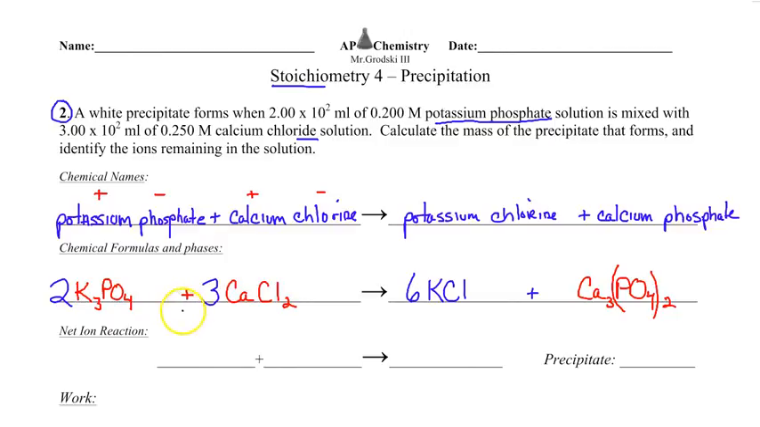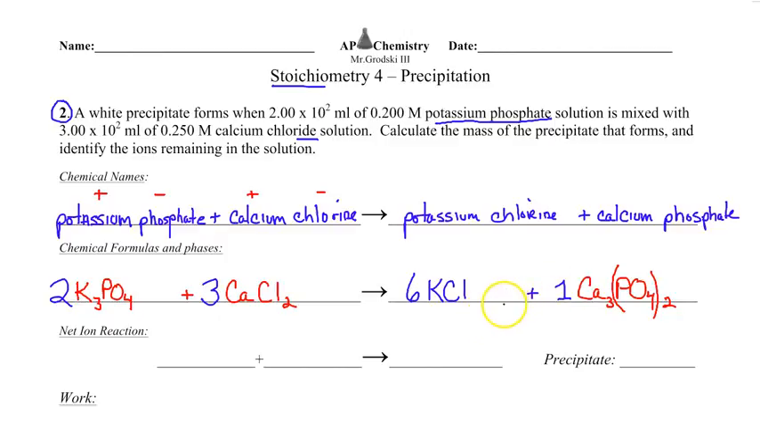And notice the only thing I'm doing by balancing is putting the stoichiometric coefficients in front. I'm not forcing the chemical formula to change here. 3 calciums, and now I'm balanced. Don't forget, nothing in front implies a 1. You don't have to write it, but there it is. So we've balanced our formula.